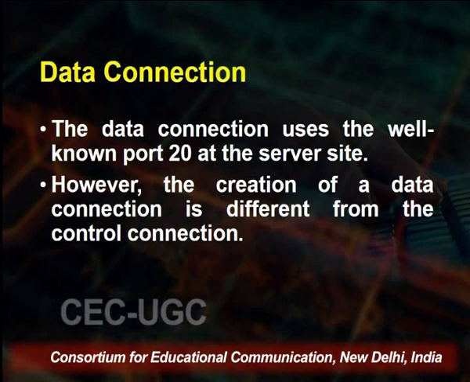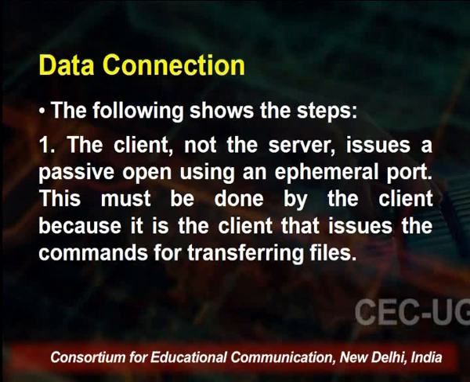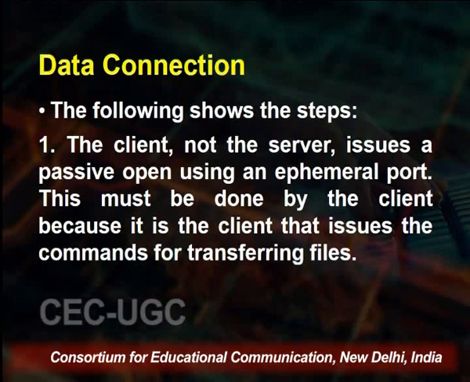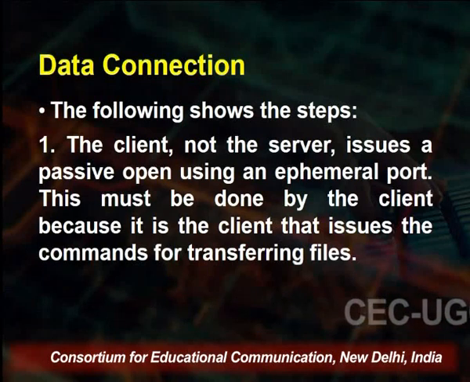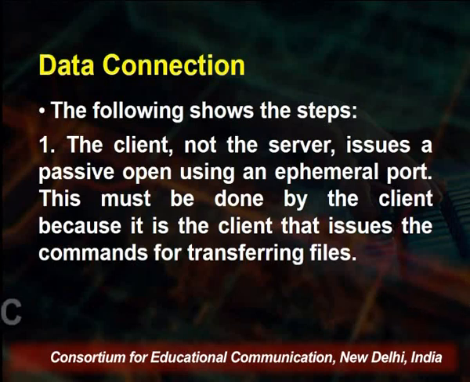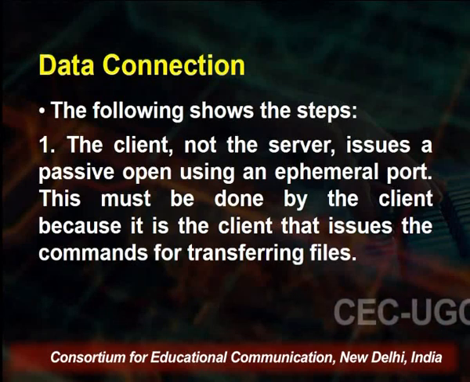For the control connection, we saw that the client sends a request with the status and a code, and the control connection is established by the server. Now what happens when the client is trying to create a data connection? There are three steps involved. The client, not the server, will issue a passive open request through a temporary port. This must be done by the client because it's the client which wants the transfer of the file to take place, so the client will send a request.